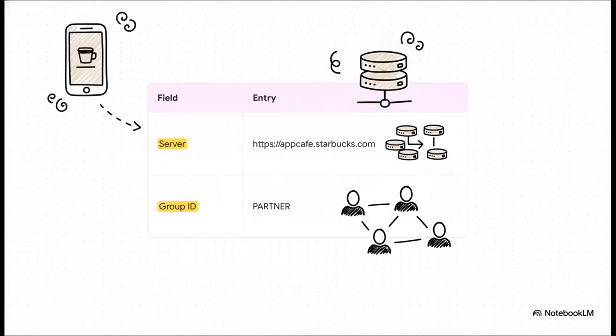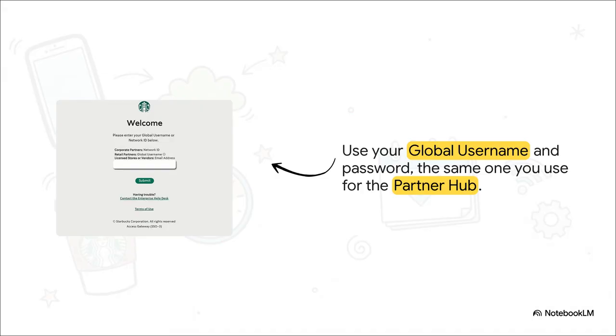Now, once you open that Hub app, it's going to ask for 2 things. This part is super important. For the server, you're going to type in appcafe.starbucks.com. And for the group ID, you need to type partner and make sure it's in all caps. Next up, it's going to ask you to log in. No surprises here. Just use your normal global username and password. Yep, the exact same one you use for the Partner Hub or on the back-of-house computers.